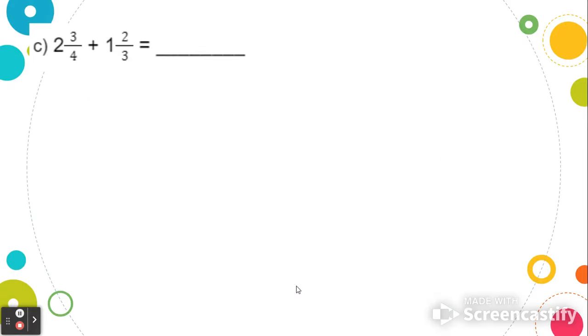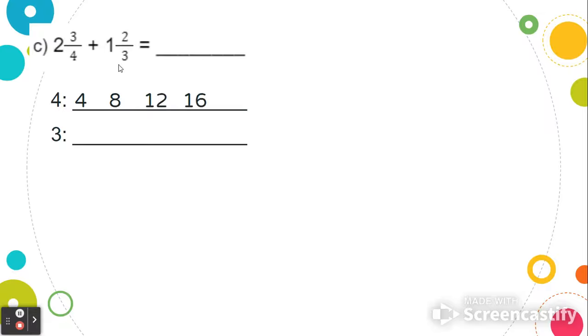Now let's try an addition problem that's going to involve some regrouping. Same thing, we need to look at the denominators. They are not the same. So let's list out our multiples of both 4 and 3. We have 4, 8, 12, 16, and 20. For 3, we have 3, 6, 9, 12, and 15.